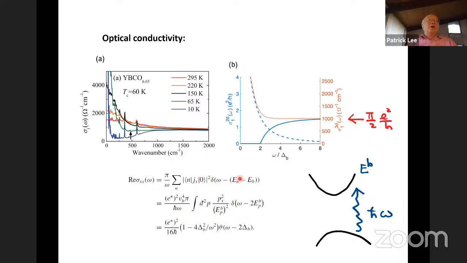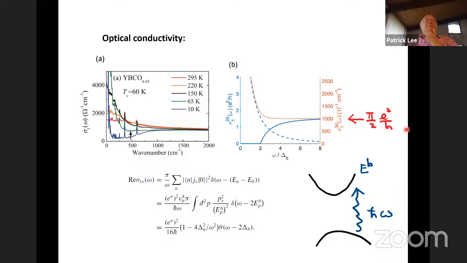So it predicts that there's an onset at twice the boson gap, and it saturates to a constant value. And this constant value turns out to be pi over 2 e squared over h. And amazingly, if we convert this number, this one is exactly pi squared over e squared over h per layer.